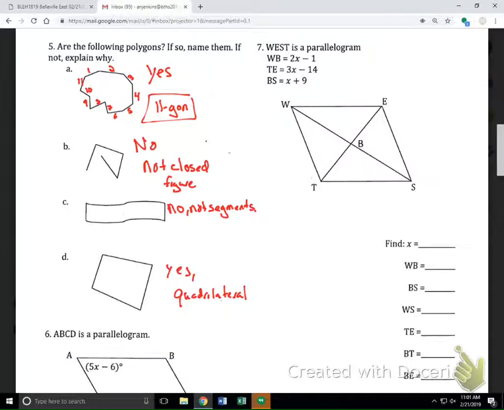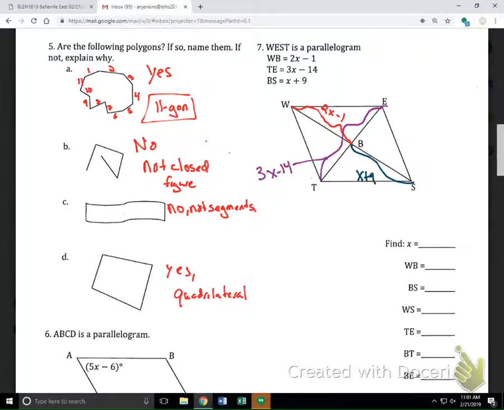We're going to move over to number 7. I know that 6 is below 5. So we see that this is a parallelogram. We know that WB is 2x minus 1. So WB, right here, is going to be 2x minus 1. We know that TE is going to be 3x minus 14. And we know that BS is going to be x plus 9.